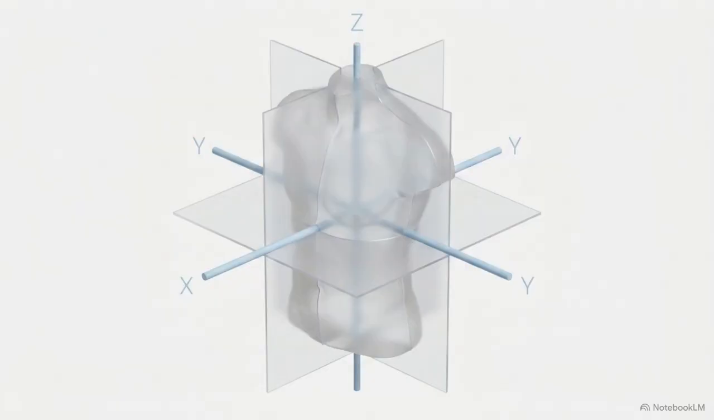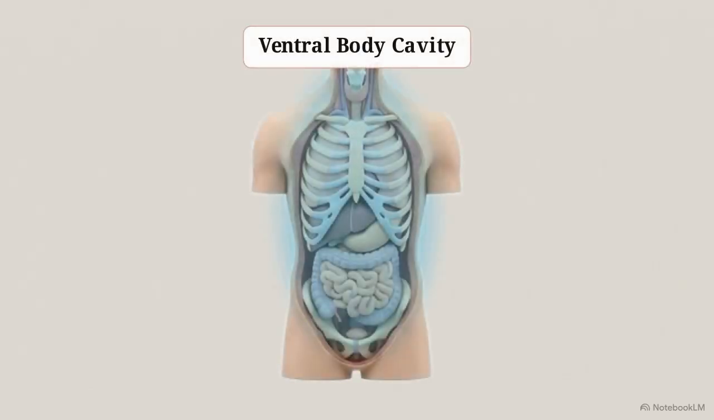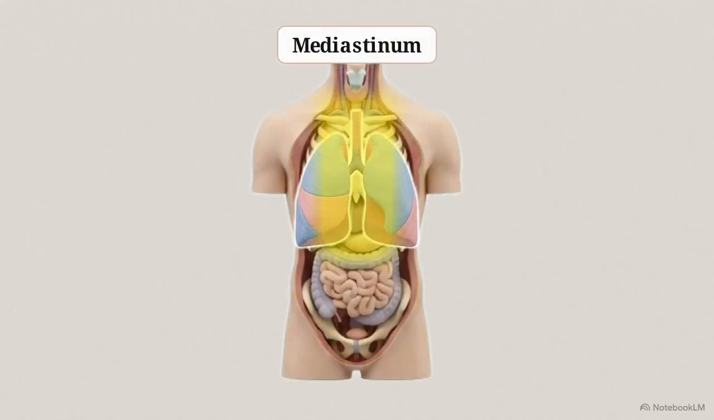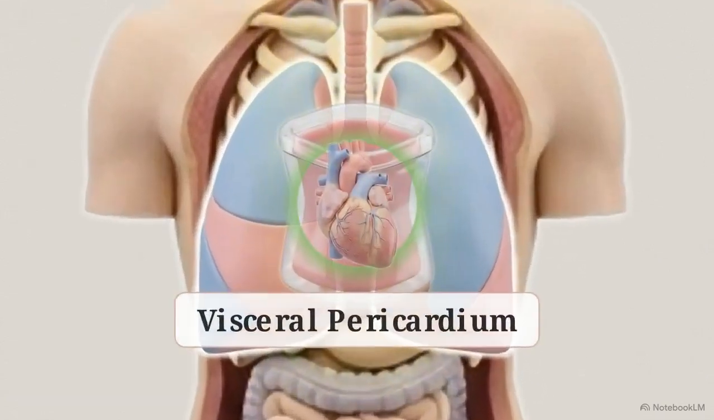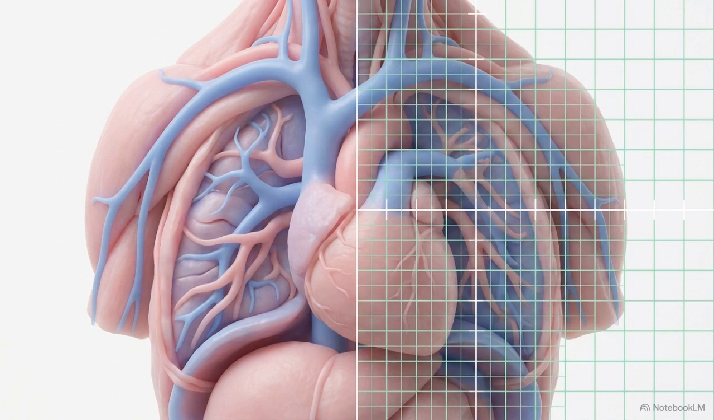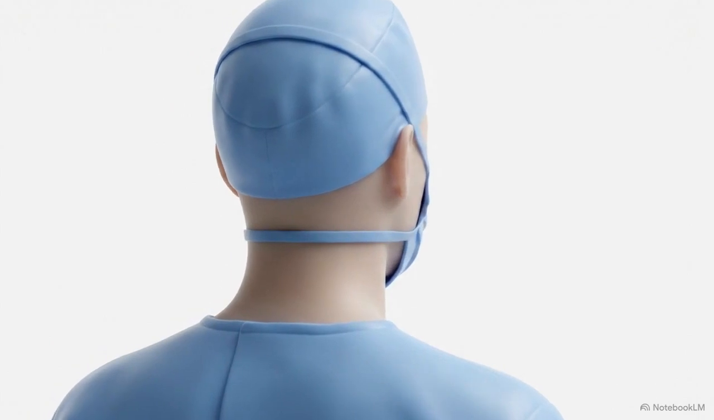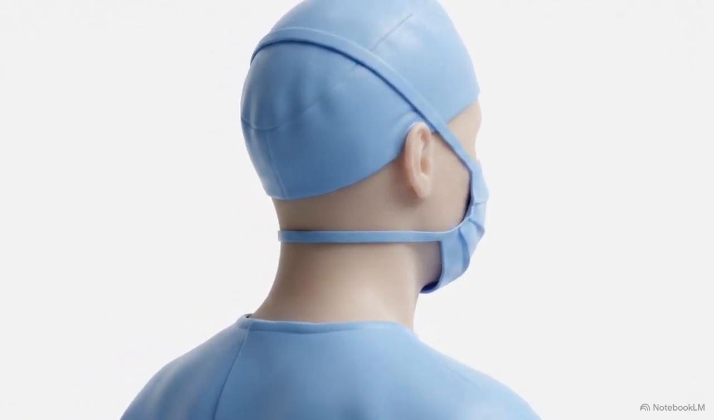We can synthesize this entire framework to define the absolute position of a single biological structure. Take the heart. Tracing its vectors, it sits medial to the lungs and superior to the diaphragm. Following the nested architecture, it is located within the ventral body cavity, deep in a medial subcompartment called the mediastinum, and completely enclosed by the visceral pericardium. Anatomical terminology is a rigorous spatial language, equipping future professionals with the coordinates necessary to navigate the complexity of the human body with zero margin for error.